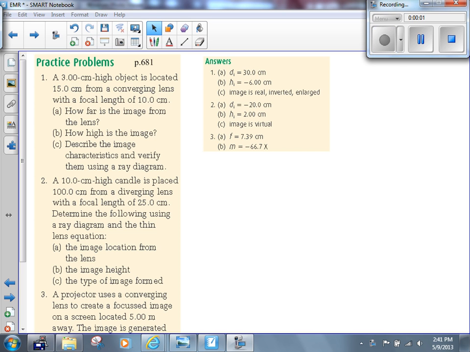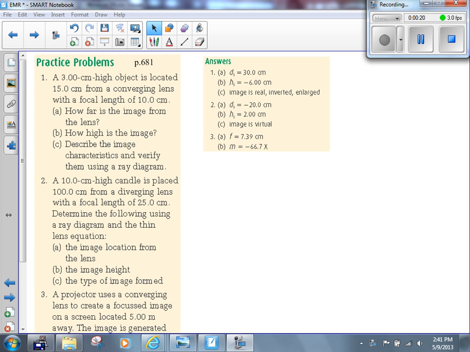We had 2 sets of homework last night. First of all, it was page 681, practice problems number 1 to 3. And then we had worksheet number 18, both on curved lenses. Let's take a look at the practice problems first. Any issues with those 3 questions on page 681, please?